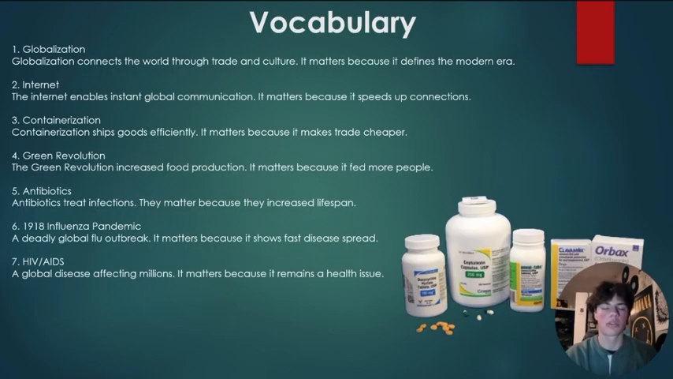Now, I'll go through some terms that are important to the presentation. Number 1, globalization. Globalization connects the world through trade and culture. This matters because it defines the modern era we know today. Number 2, the internet. The internet enables instant global communication. This matters because it speeds up connections all across the world. Number 3, containerization. Containerization ships goods efficiently. This matters because it makes trade a lot cheaper.